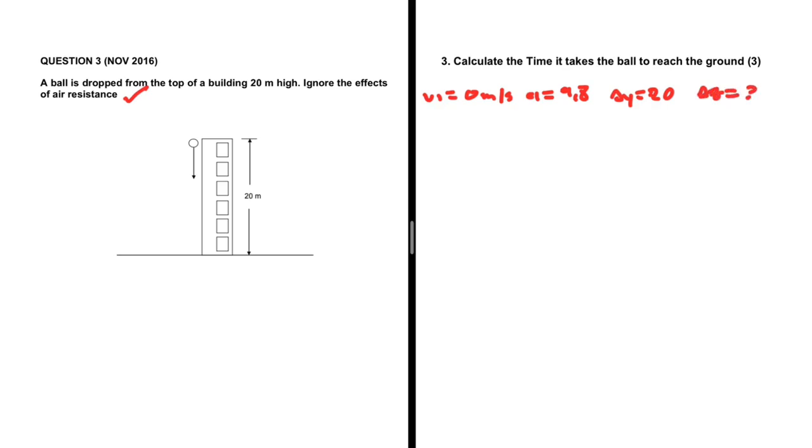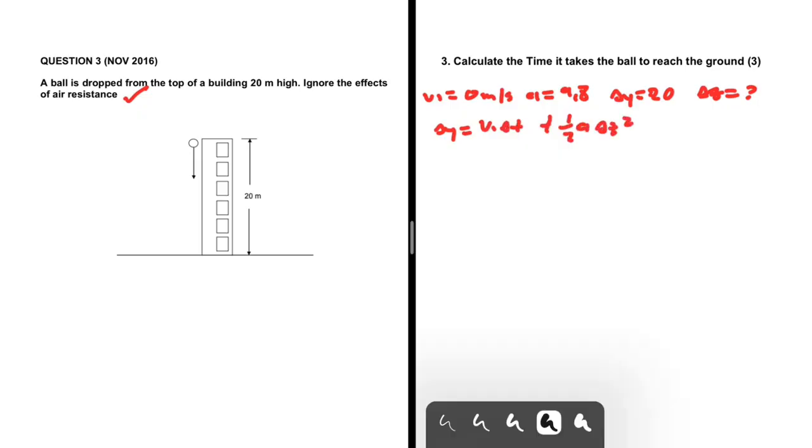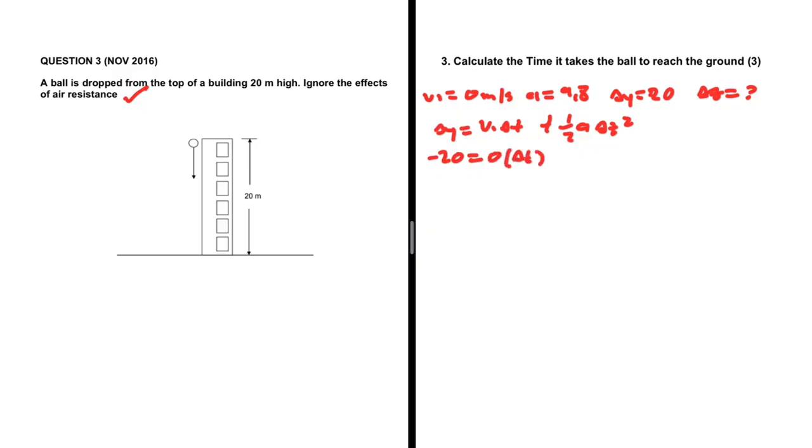With these 4 equations, with these 4 variables, we can use delta Y is equal to VI delta T plus half acceleration delta T squared, of which delta Y is minus 20. VI is 0, so we're going to have 0 multiplied by the change in time, right? Plus half, the acceleration is minus 9.8. Delta T is what we are interested in.